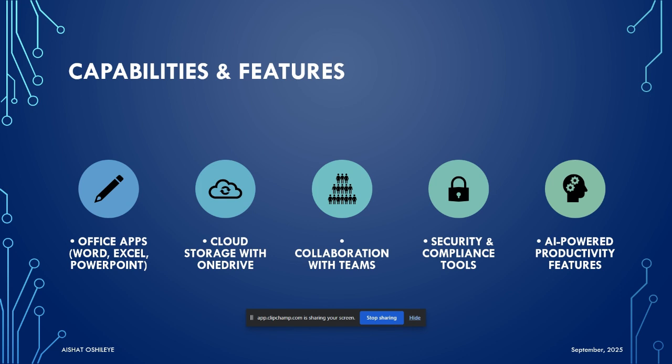Capabilities of Microsoft 365 include, but are not limited to, the full suite of Office applications: Word, Excel, PowerPoint, Outlook, and more. We also have cloud storage with OneDrive, so your files are available anywhere. We also have collaboration features through Microsoft Teams and Microsoft SharePoint. We also have security features like multi-factor authentication, data protection, identity protection, and governance. We also have AI-powered features like Copilot, which help you save time and be more productive.